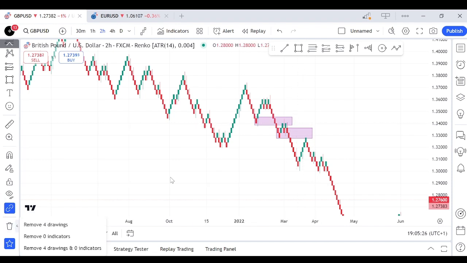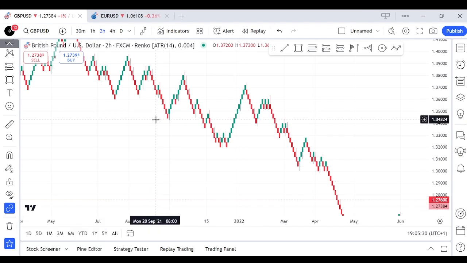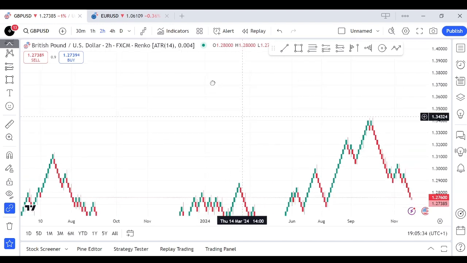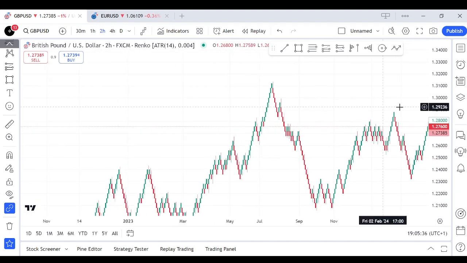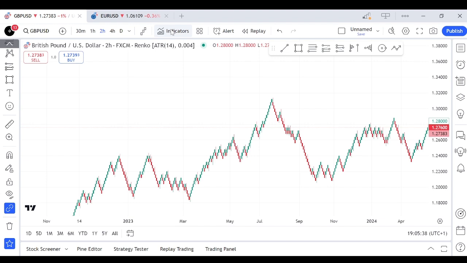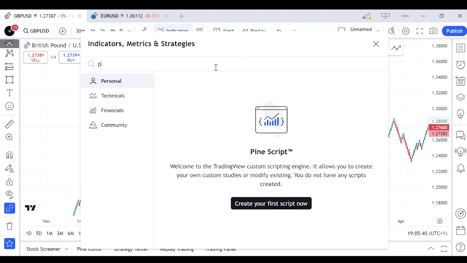The next on my list is the parabolic SAR retracement strategy. So I'm just going to add the parabolic SAR.